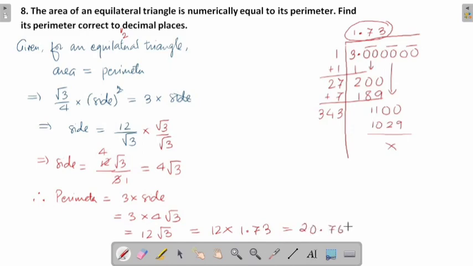Multiply 1.73 with 12, and you get your answer to be 20.76. So this is your perimeter. The unit is not given, so just write unit. So the perimeter of the equilateral triangle is going to be 20.76 unit. All right, you may pause the video and note down your solution.